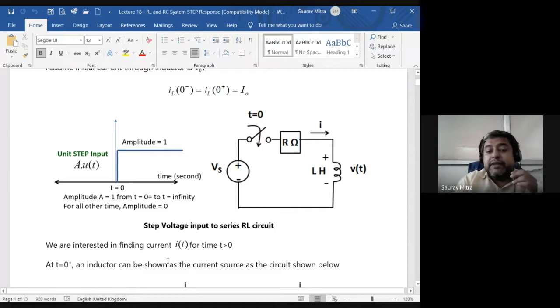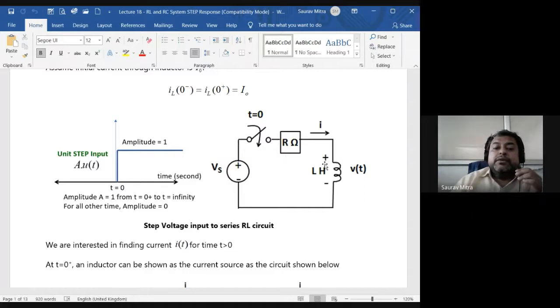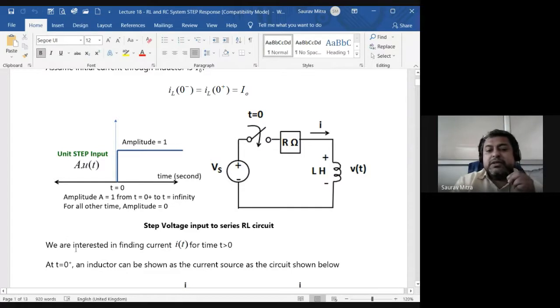Now we are interested in finding, at t greater than 0, that means after you have connected the switch, after this input voltage is connected to L and R, what happens to the circuit current? Initially the current was small i0, which is a very small current. After we connect this unit step to this circuit at t equal to 0, how does the circuit current increase, decrease or remain constant? That we are supposed to find out, and that will be called the transient response or step input response of the RL circuit with input as unit step.